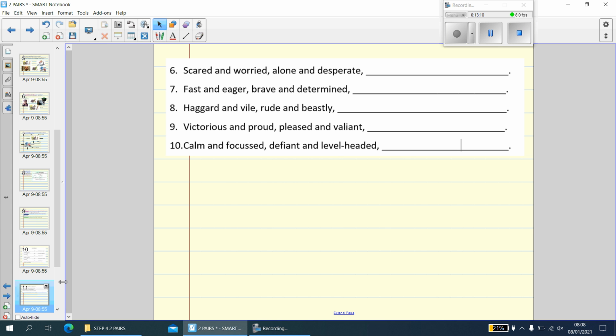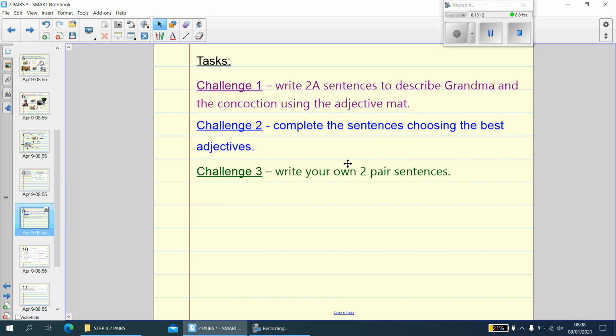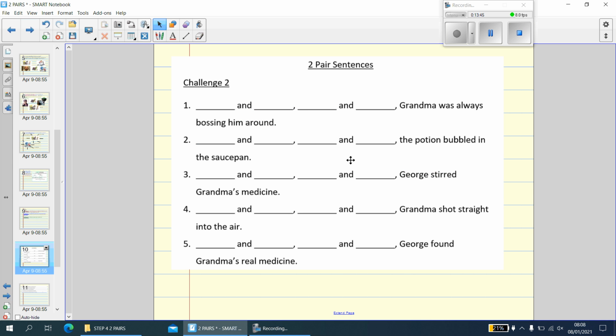Okay, and then some of you are going to be doing challenge 3. Now, challenge 3 was you just have to write your own two pair sentences. Please write them about George's marvellous concoction. Don't just make them up about aliens. Okay, I want them about George, Grandma, or the concoction, as this will help with our shared writing later on in the week. I think you could write at least 5 to 10 two pair sentences, because that's how many challenge 2 have to do. So try and think of 10 sentences. If you're attempting challenge 3 and you're struggling to think of ideas, then you can magpie some ideas from challenge 2. That's fine.